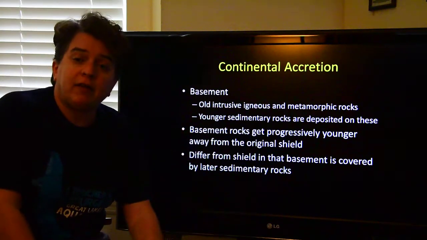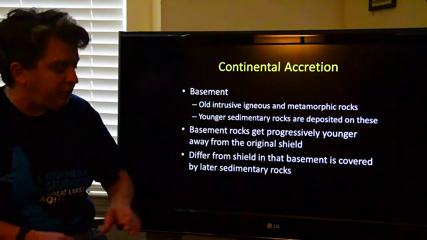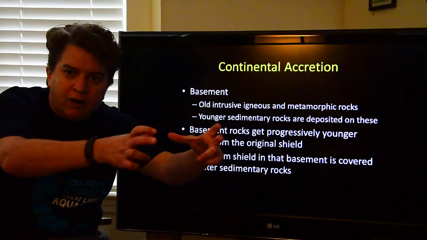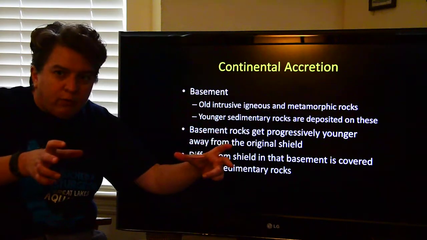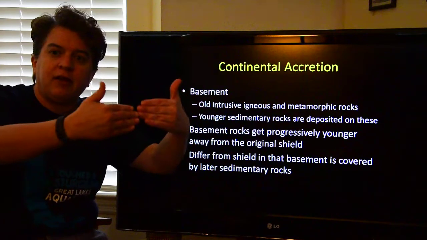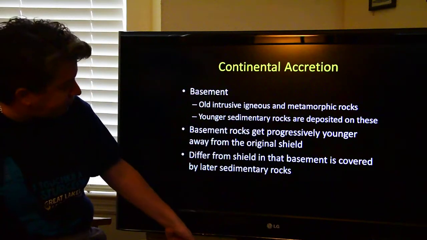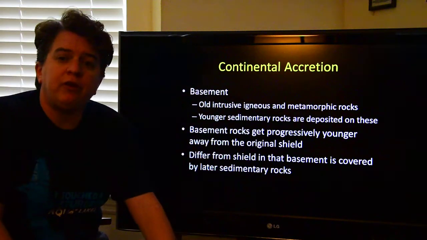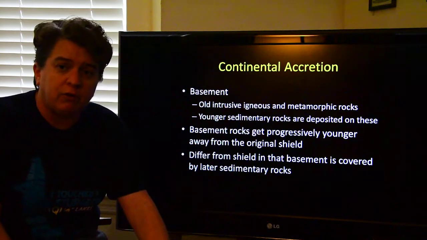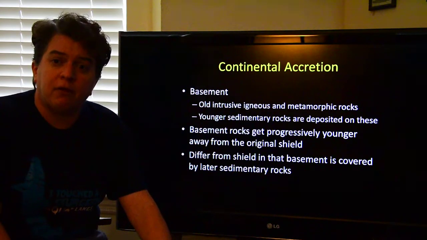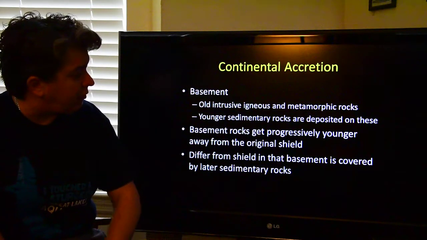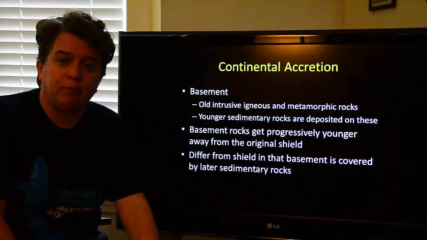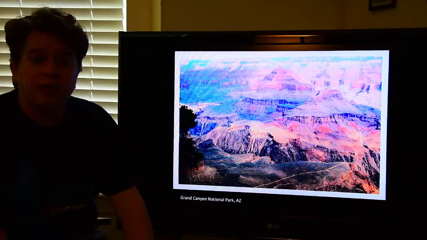An interesting fact about the basement rocks is they get progressively younger from the original shield. So we have the original old core of the continent, and then as we work our way outwards from that old core, the basement starts getting younger and younger. Now, this might differ a little bit from the shield because in the shield, those old original rocks are exposed at Earth's surface. In much of the basement rocks, other than the shield, these rocks are covered by younger sediments, like what we see in the Grand Canyon.